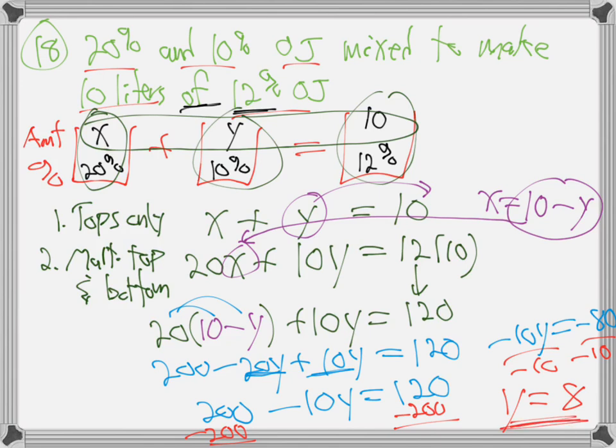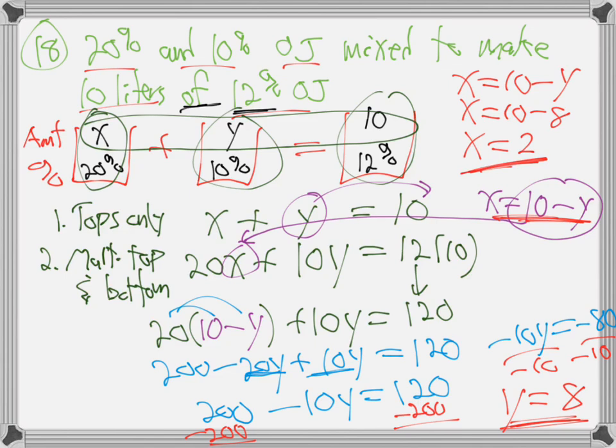So what would be the easiest way to get x? Plug in right here, huh? X is 10 minus y. X is 10 minus 8. X is 2. So x is 2. Y is 8. Now in the question they might say, how much of the 20% stuff?